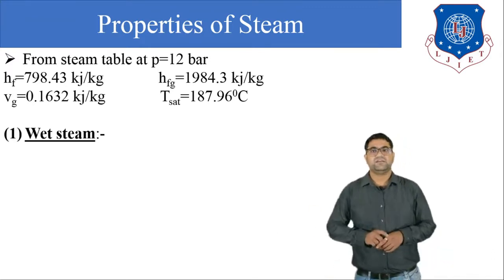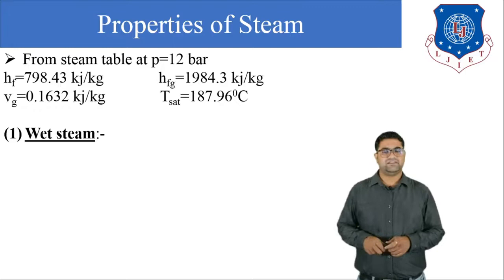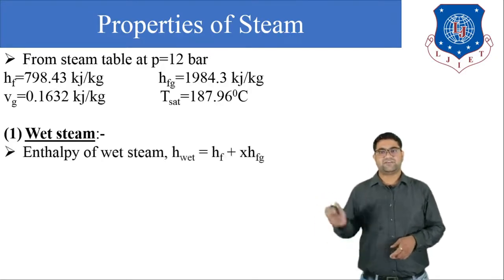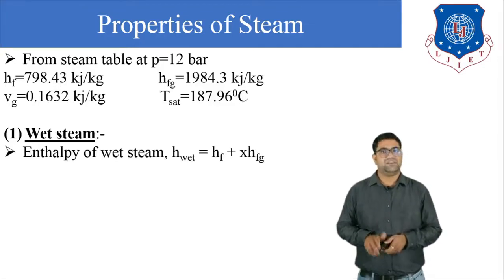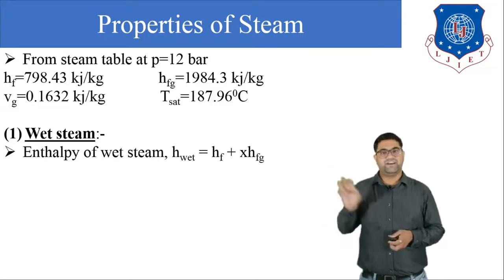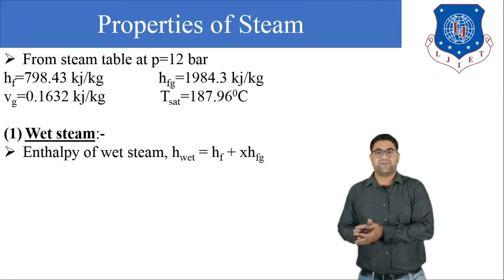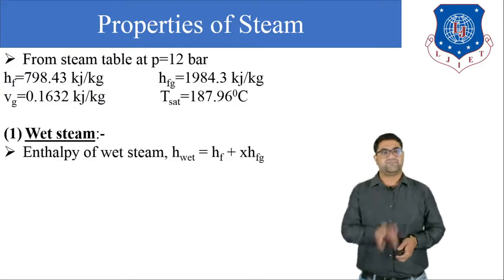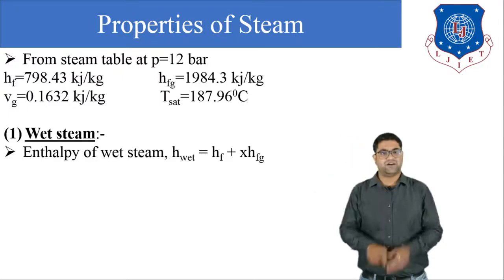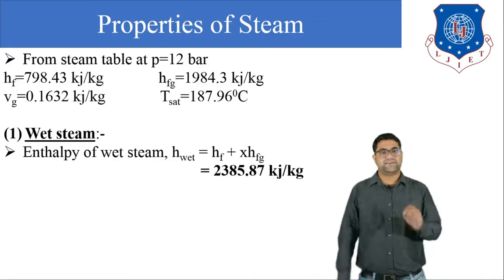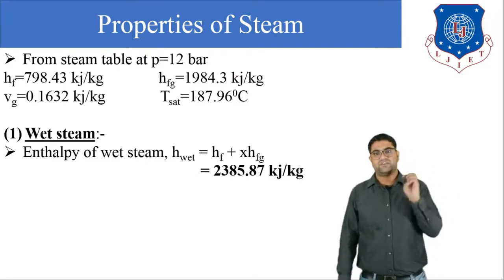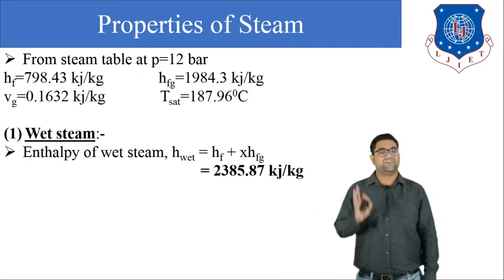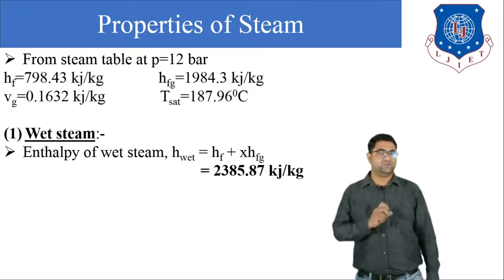Now let us calculate the enthalpy and internal energy. The first condition is wet steam, where the dryness fraction is 0.8. First of all, let us calculate the enthalpy of wet steam. We know the equation of the enthalpy of wet steam: h wet equals hf plus x hfg. Now hf and hfg we can get from the steam table at pressure equal to 12 bar. So we can write x equals 0.8. If we put all the values, then we get the enthalpy of wet steam equals 2385.87 kilojoule per kilogram.